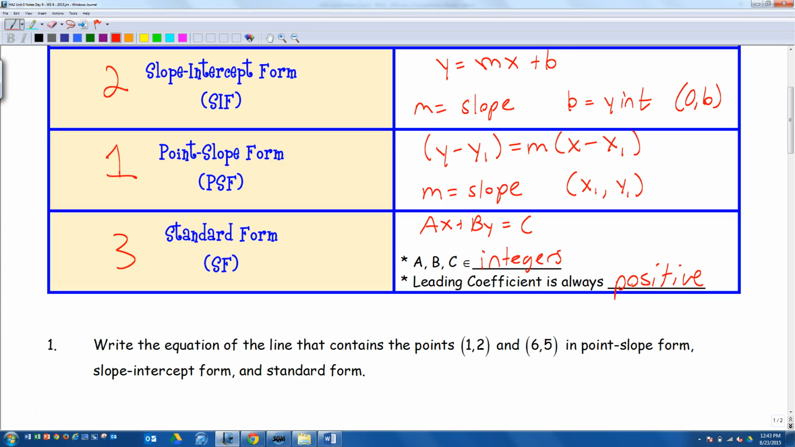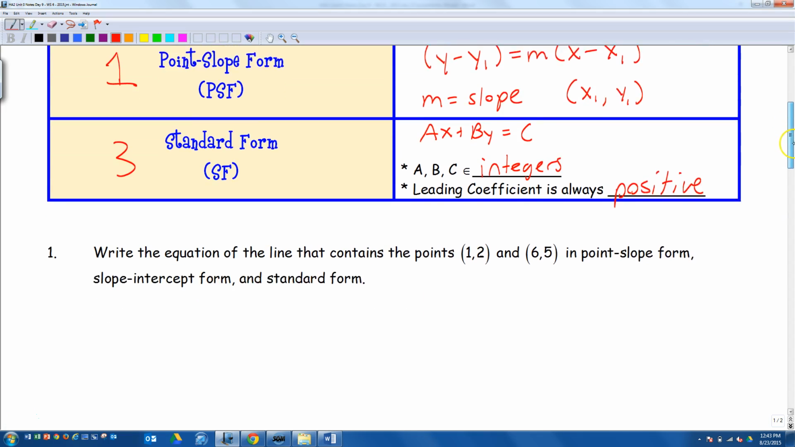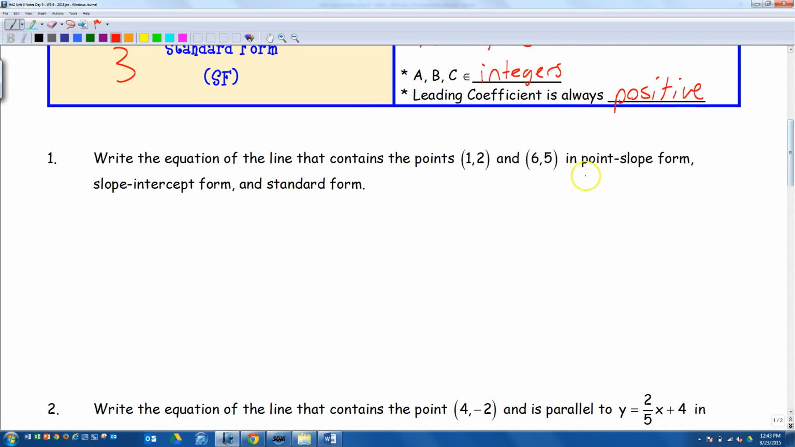So let's see how we can do that with these problems. The first one says write the equation of the line that contains these 2 points in point slope form, slope intercept form, and standard form. So I'm going to start with point slope form. We have 2 points actually, so we can use either or. So I'm going to use this point when we get there. But I need a slope. So the first step you should always do is get that slope. So y2, which is 5 minus y1, which is 2, over 6 minus 1, you get 3 over 5 is the slope.